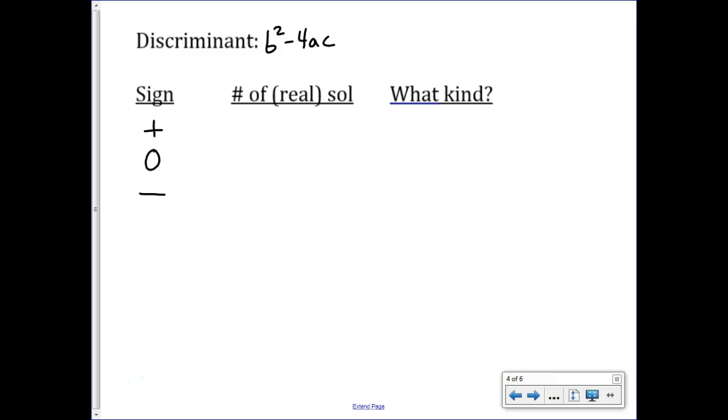We can have a positive, we can have a 0, or we can have a negative number. So when we have a positive value under the discriminant, we have 2 solutions that are real. When we have a 0 under the radical, we get 1 solution, and it's also real. When we have a negative value under the radical, we have no real solutions, so 0 real, but we have 2 that are imaginary.